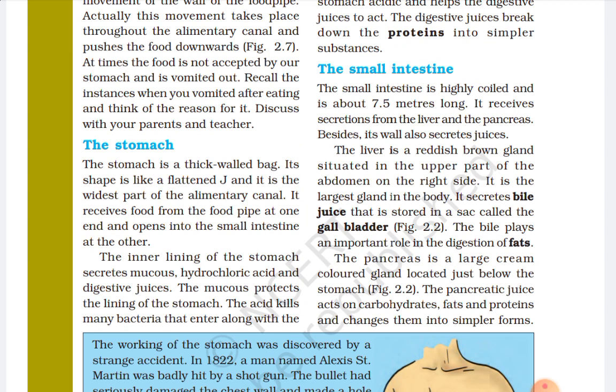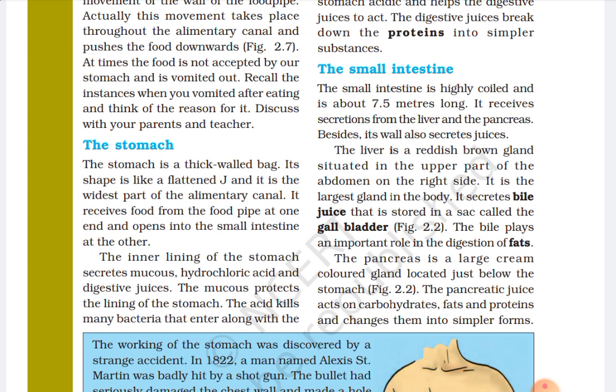It receives secretions from the liver and pancreas. Besides, its wall also secretes juices. The liver is a reddish-brown gland situated in the upper part of the abdomen on the right side. It is the largest gland in the body. The liver is the largest gland in our body.